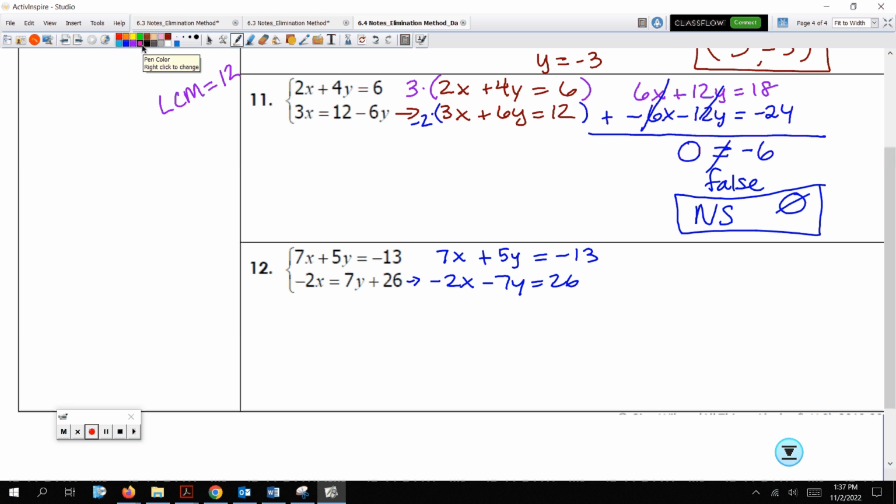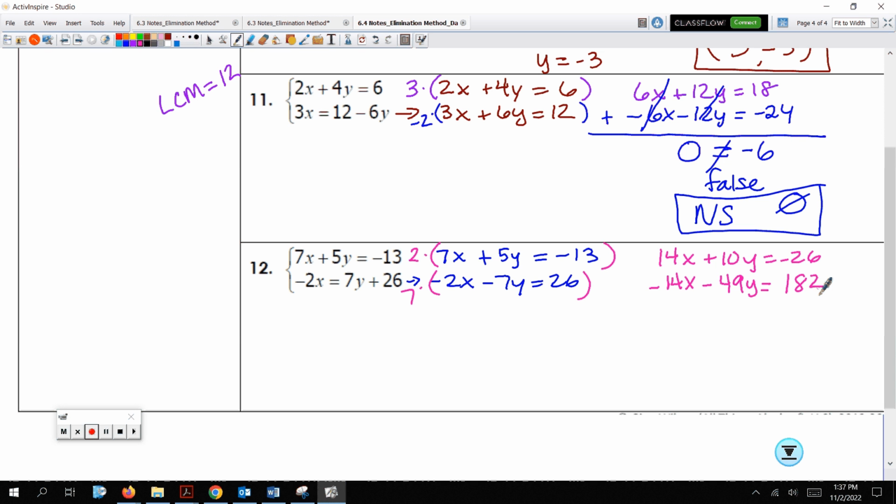So I'm thinking the LCM is 14. I'm going to multiply this by 2 and this by 7. It gives me 14x plus 10y equals negative 26. Negative 14x minus 49y equals 26 times negative 7. Oh, not negative 7, that's not my calculator. 26 times 7 gives me 182. Yowza.